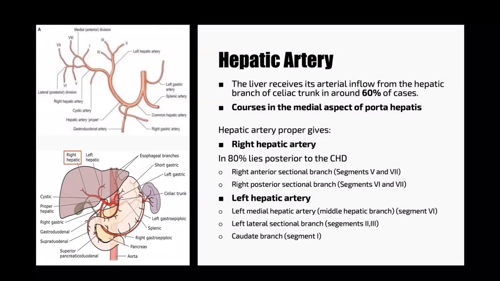The right hepatic artery divides into the right anterior branch, which supplies all the anterior section, and the right posterior branch, which supplies the posterior section. While the left hepatic artery divides into the left medial or middle hepatic branch, the left lateral supplying the left lateral section, and the branch to the caudate lobe.